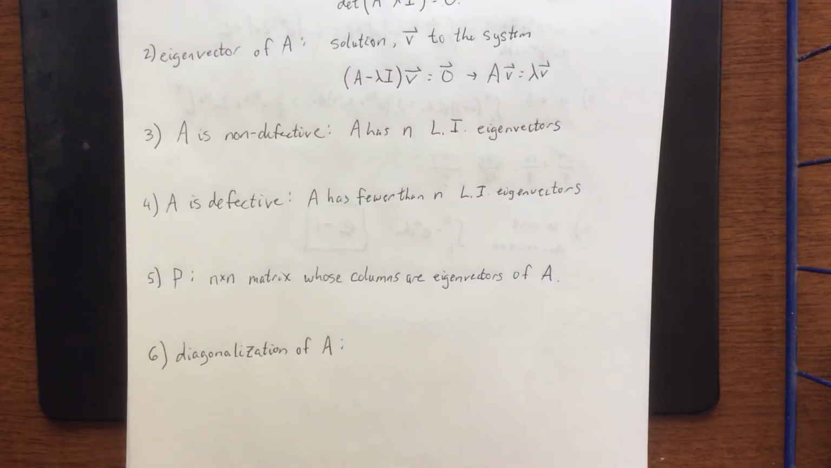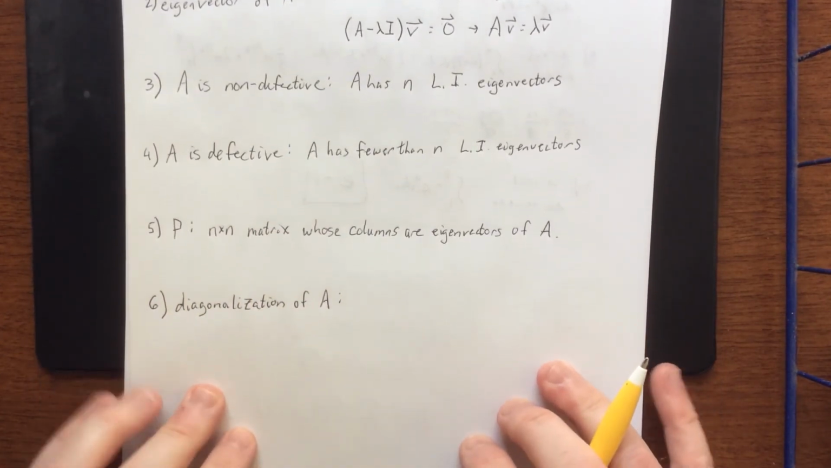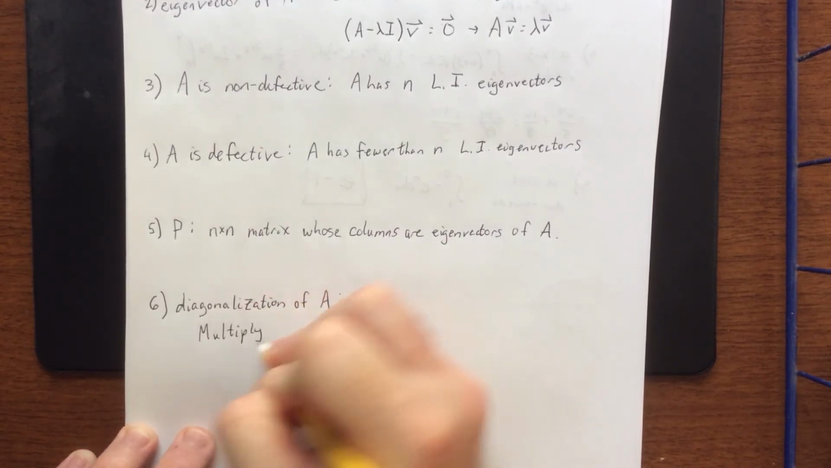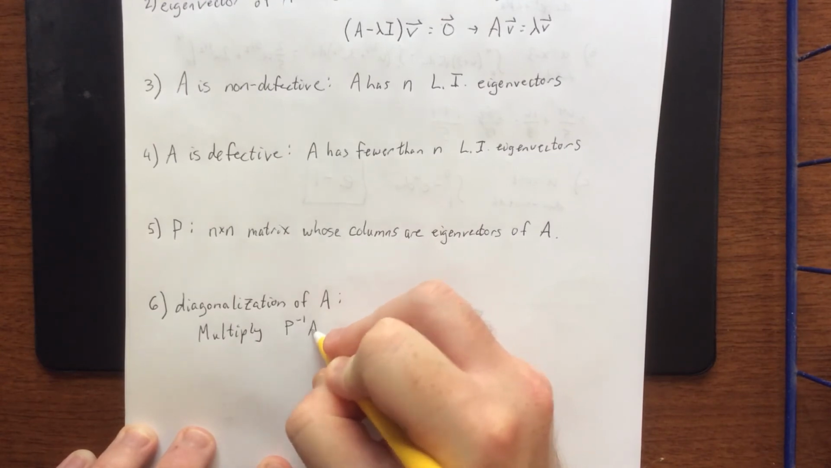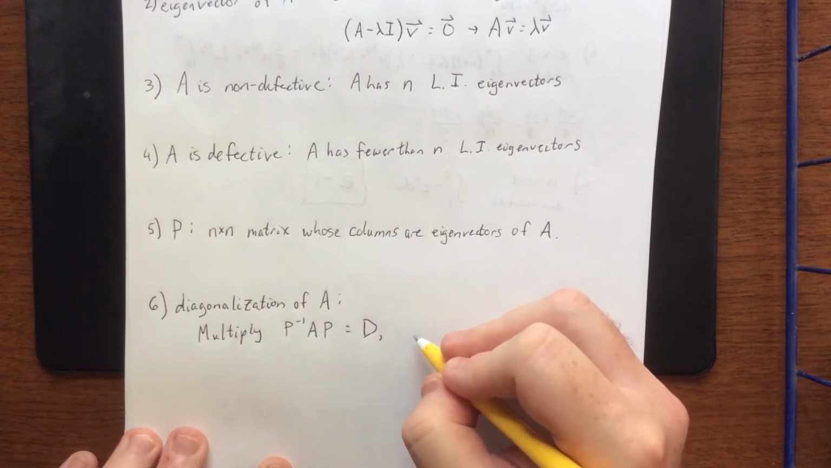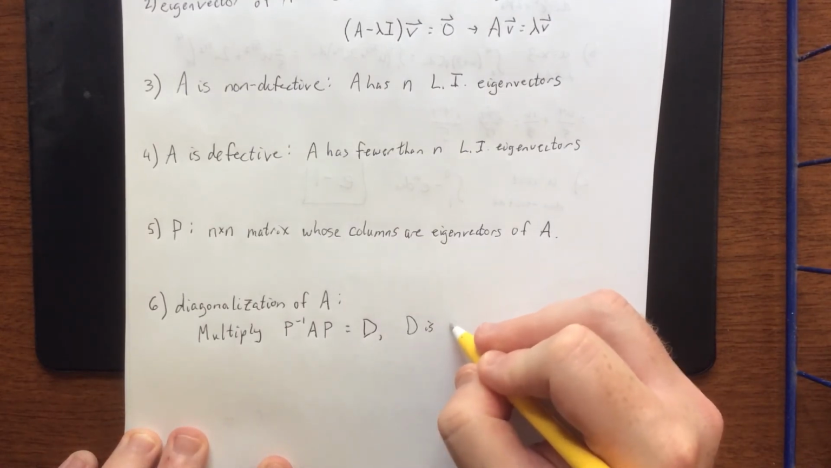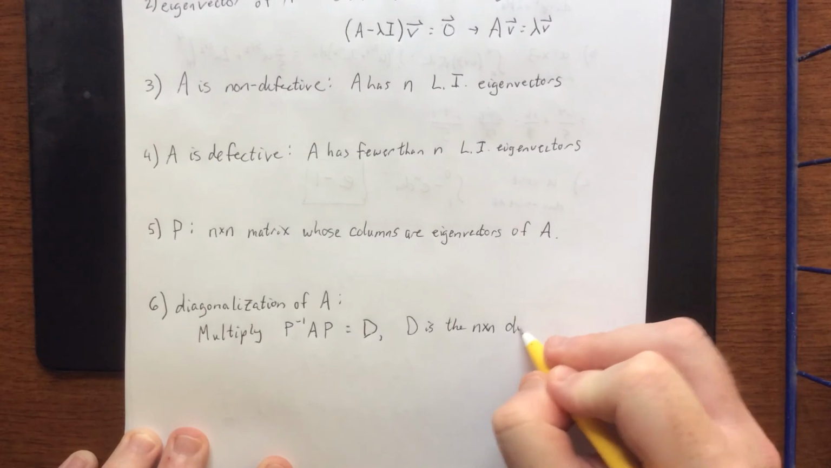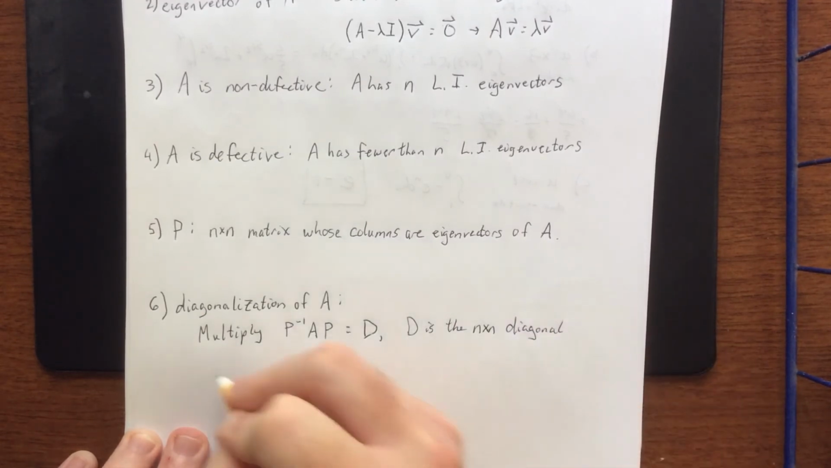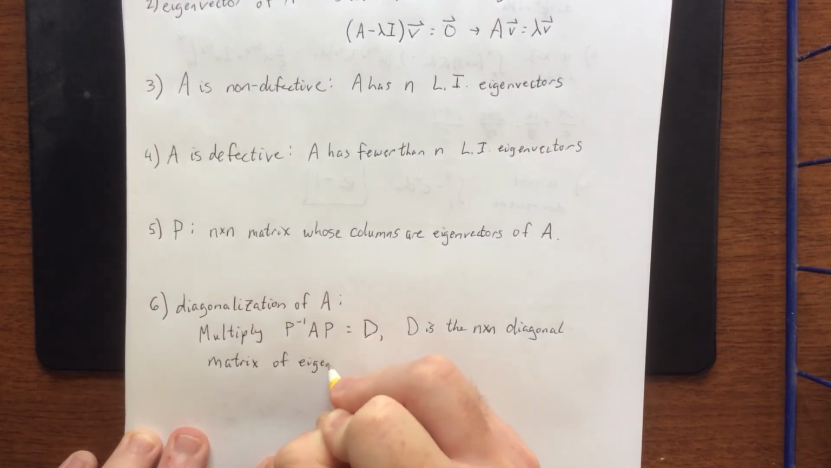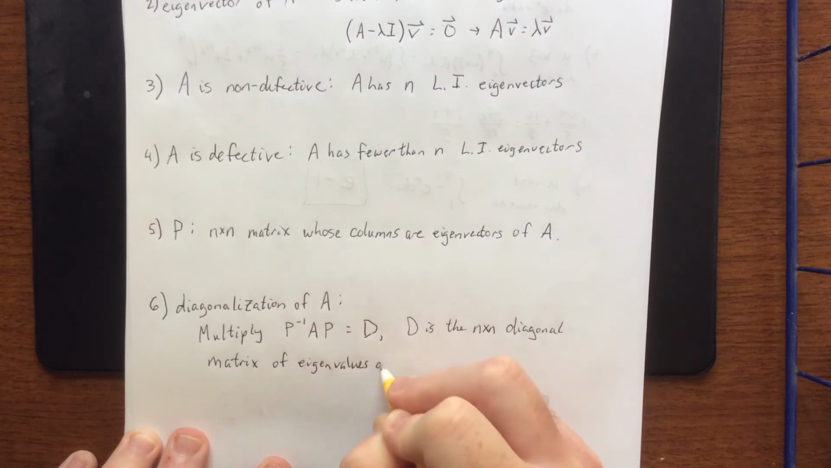Now, in the situation that you can create P, that is where A is non-defective, if you can create P, then the diagonalization of the matrix A is to multiply P inverse times A times P, in that order, to arrive at D, where D is the n by n diagonal matrix of eigenvalues of A.